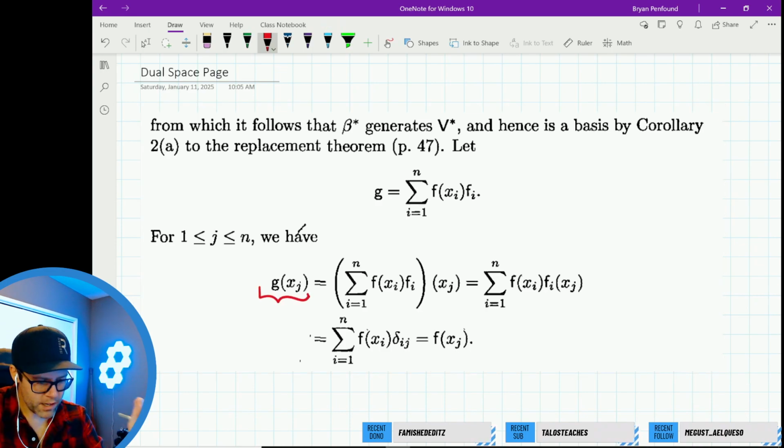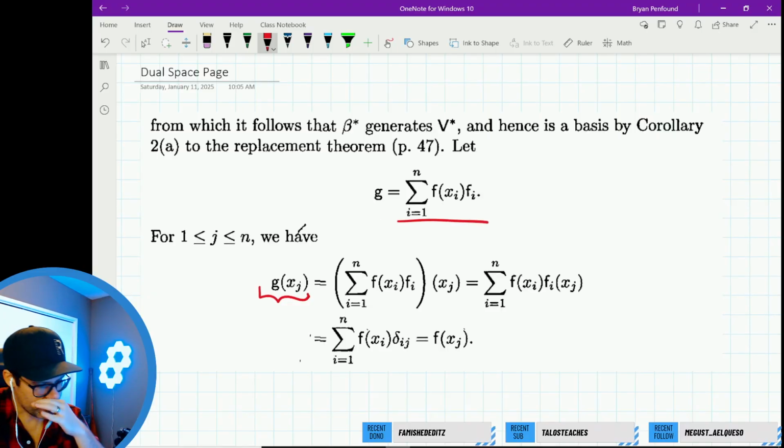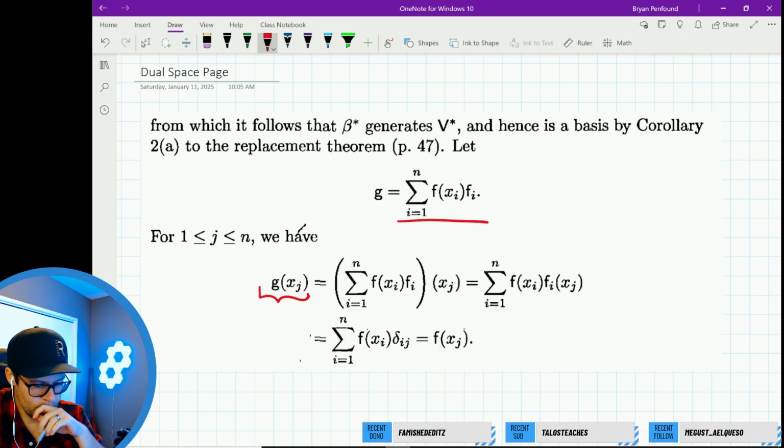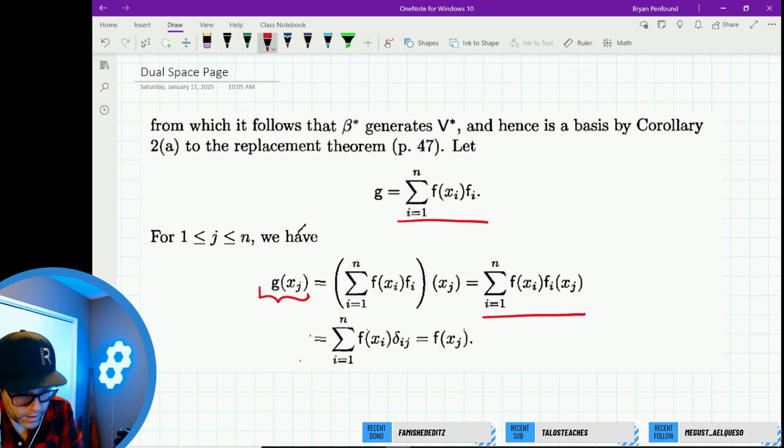So we're putting a basis vector into G. That basis vector is going to get sent to this representation for G, right? So we know that G can be expressed as a linear combination. And we're going to evaluate each of these fi's at xj. So that's kind of what they're doing here. They're going to say each of these fi's is going to get evaluated at xj. And then we'll sum these all up and see what happens.